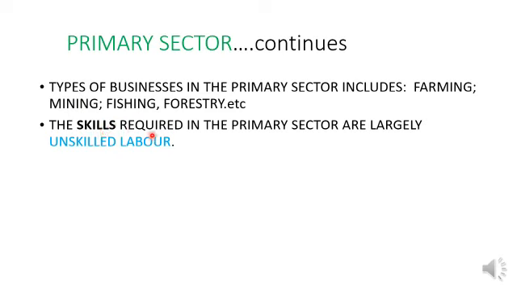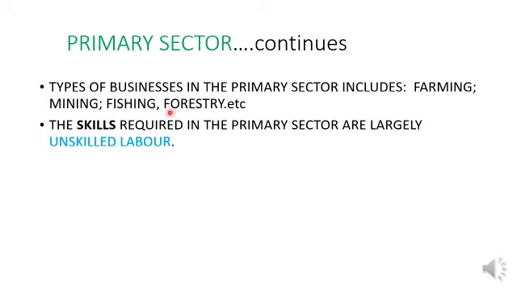The skills that are required mostly in the primary sector are largely what? Unskilled labor. Yes, the majority of people working in the primary sector are unskilled labor. In other words, these are people who just use their manual ability. They need their muscles to do the job. They don't necessarily need a degree.